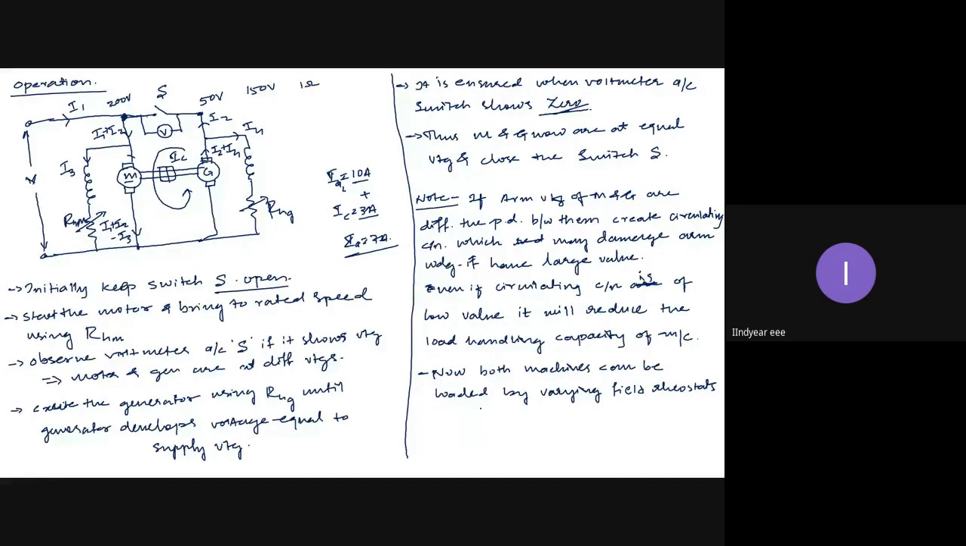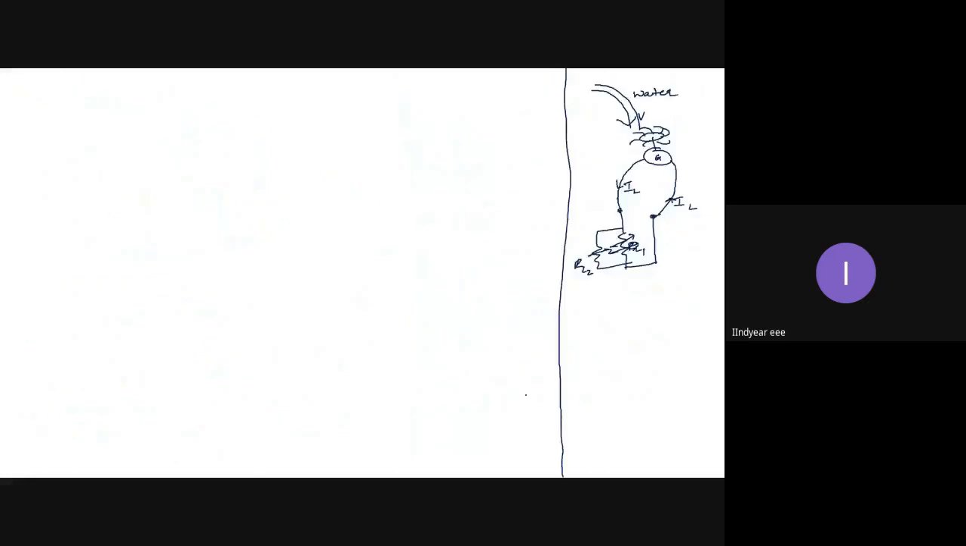Now, both the machines can be loaded by varying field rheostats.